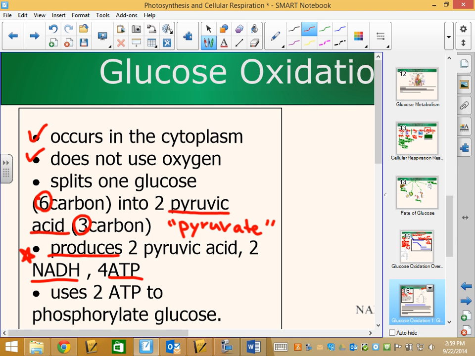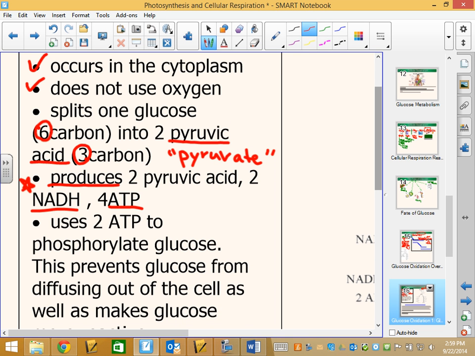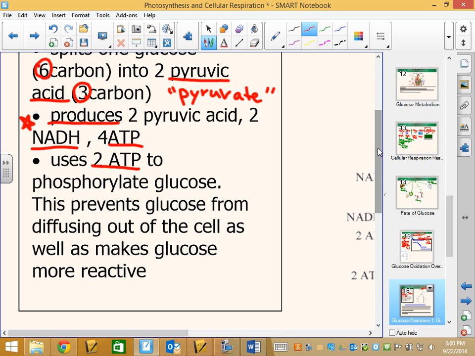Now the thing with this step is that even though it produces 4 ATP, you use 2 ATP up. What's really happening is that we have to phosphorylate glucose. It's a little chemical step where we add phosphate to glucose to prevent it from diffusing out of the cell before we use it, as well as making it a little more reactive. So those are the basics about glycolysis. If you remember nothing else, those are the most important things you need to remember.